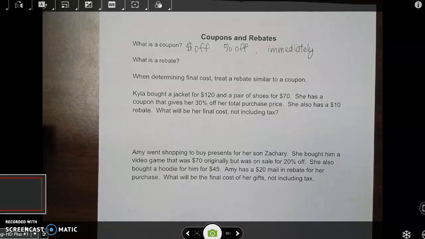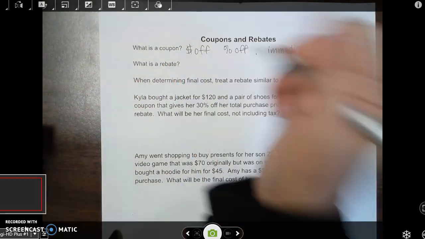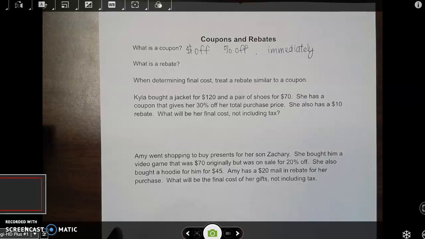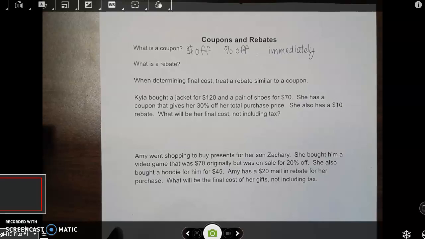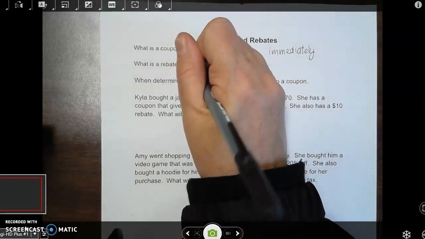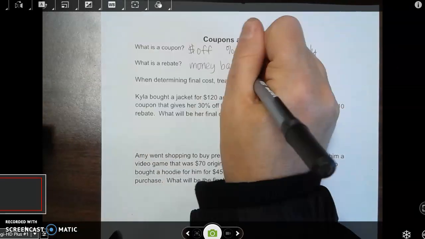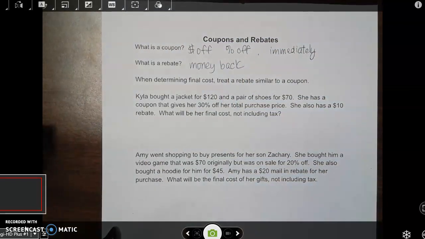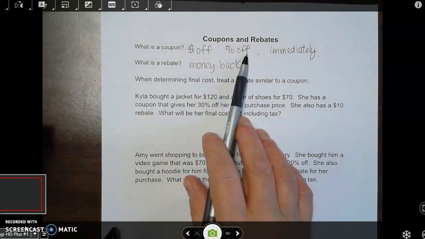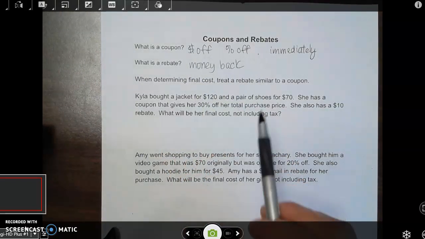A rebate is actually money that we receive back. So normally I think of it as a mail-in rebate, but I'm sure they do other types of rebates now, but it's money back. Now the thing of it is this can be misleading because it doesn't mean we're really adding when we're solving a problem. We treat it like a coupon, like we're subtracting it off, because it's basically money back to us, whereas the coupon is money off of a purchase. So you don't want to confuse that.